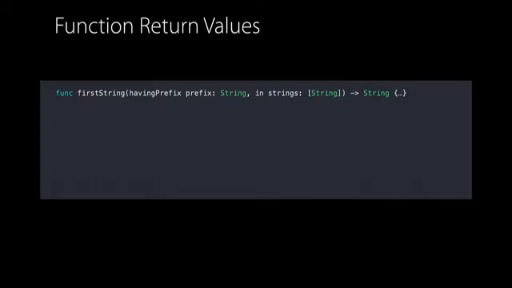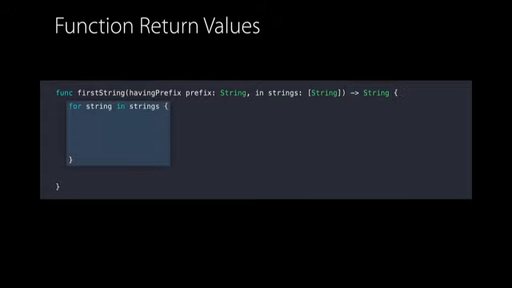So we've looked at lots of ways functions can take values. Let's take a look at some of the ways they can return values. Let's say you want to write a function that returns the first string in an array that has a given prefix. The function takes a string prefix and an array of strings, and it returns the string with the given prefix. As you can see, you use an arrow to indicate what type of values your function can return, in this case, a string. So let's see how it works.